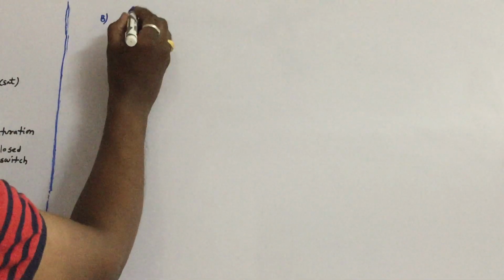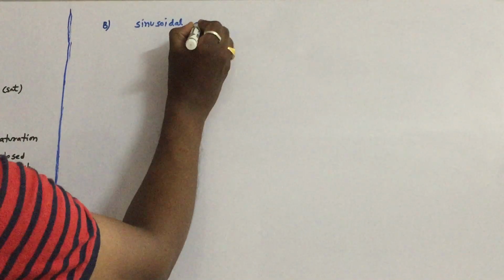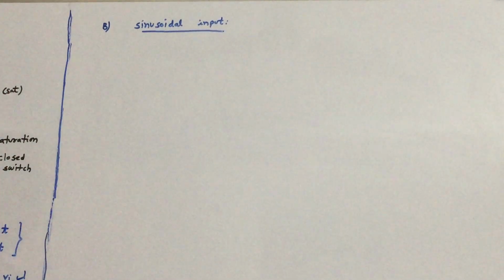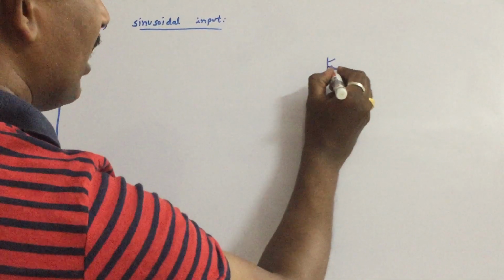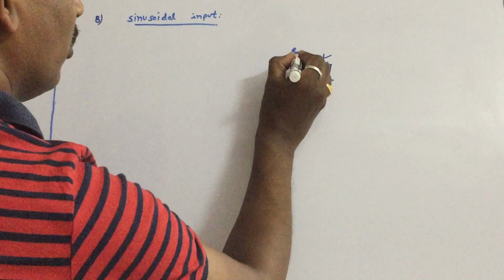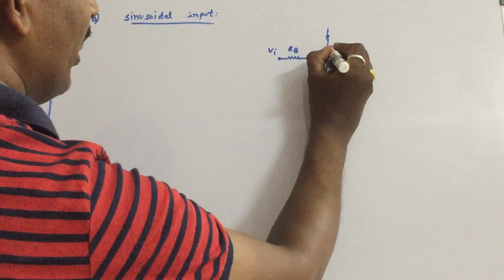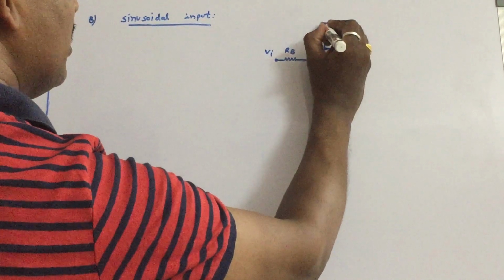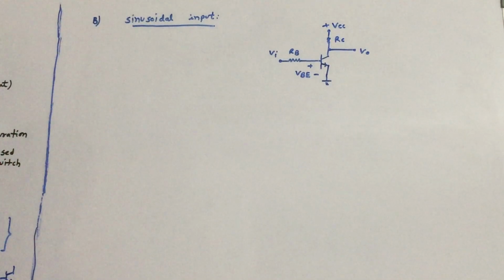Now let us discuss the transistor clipper with sinusoidal input. Previously we took the ramp input, and we drew the base to emitter voltage, base current and collector current waveforms. Our circuit is very simple. It consists of just a transistor, the base resistor RB, the input VI applied here, and the output taken across the collector. This is RC, this is VCC, and this is VBE.